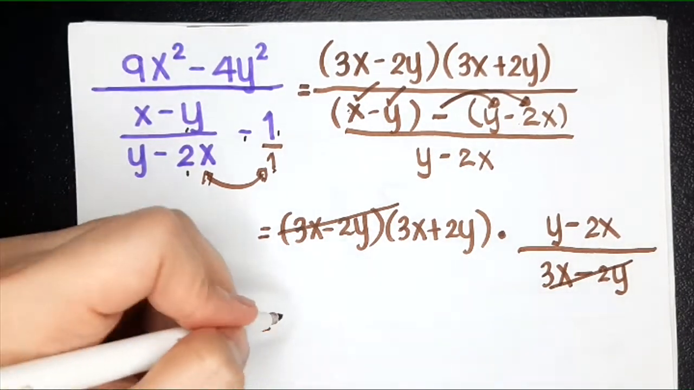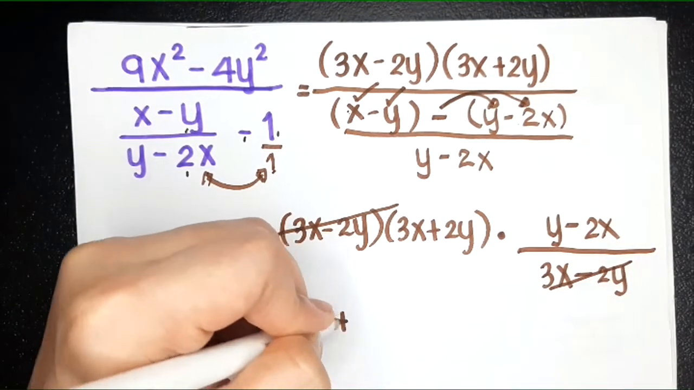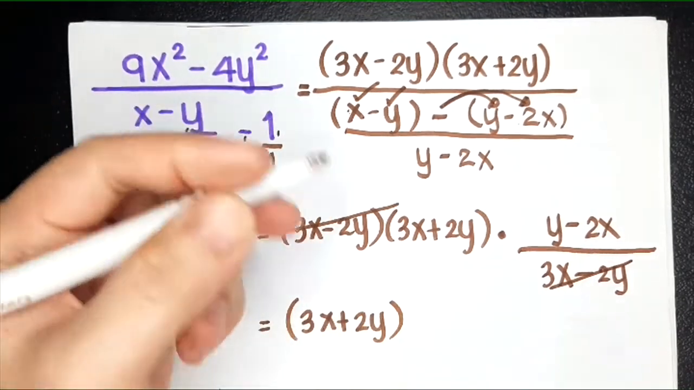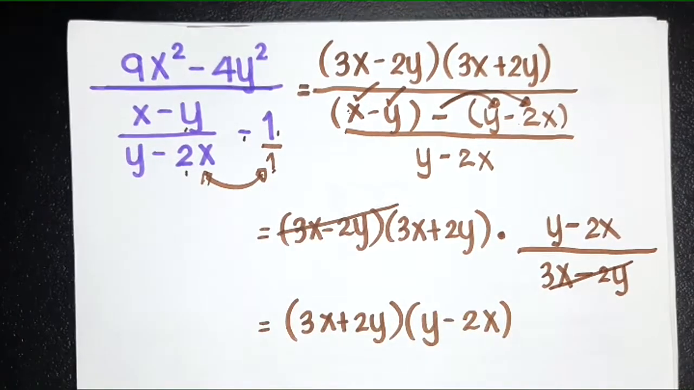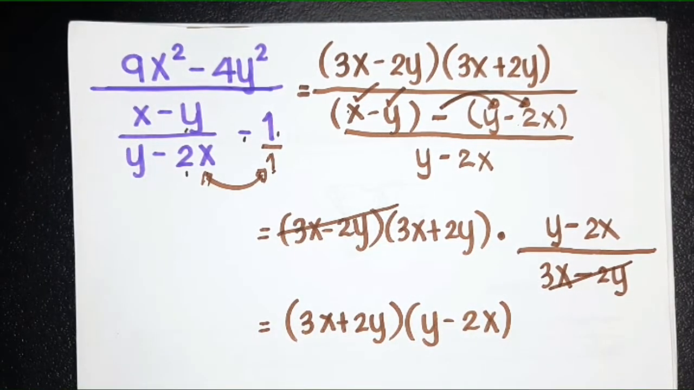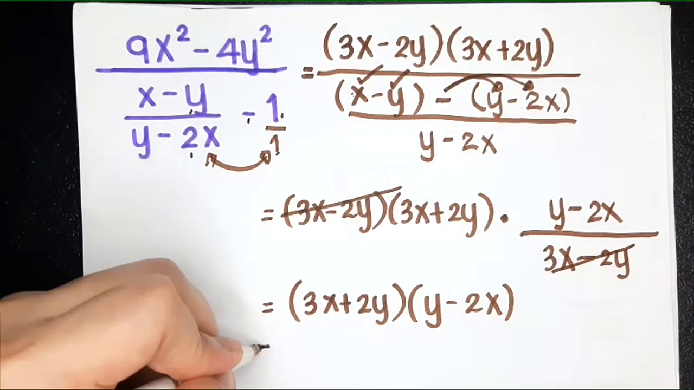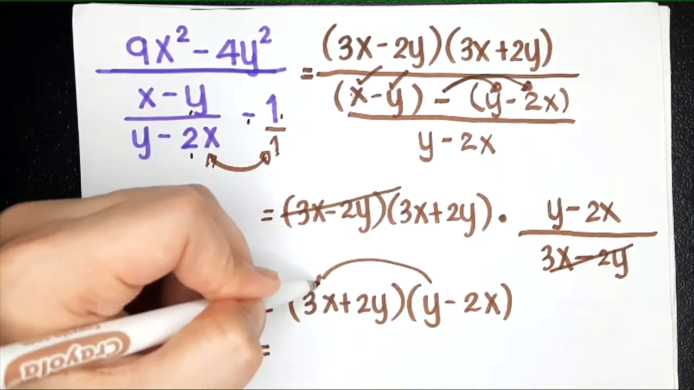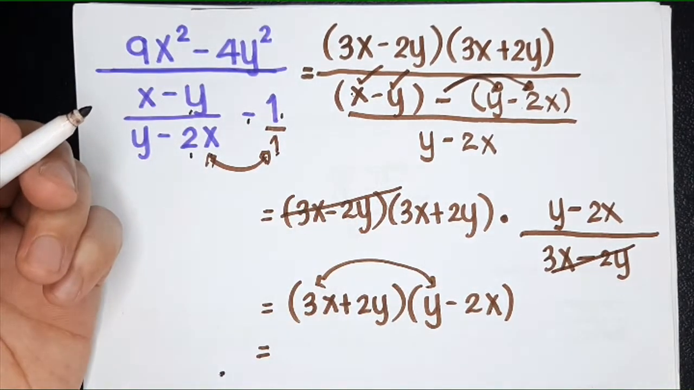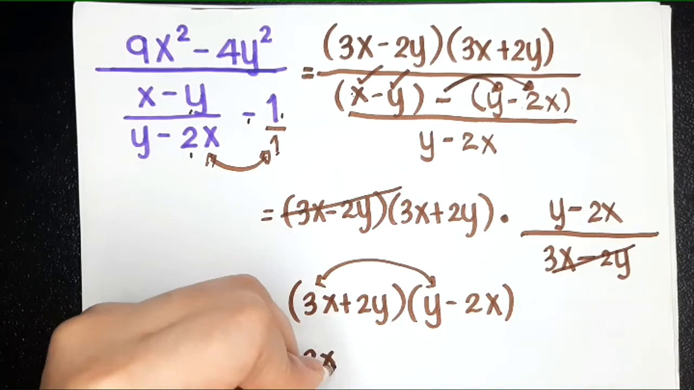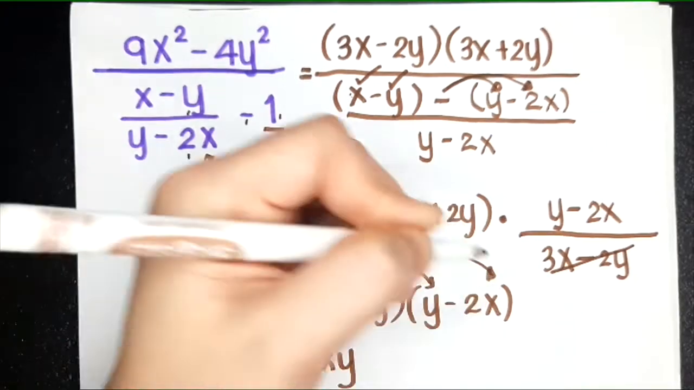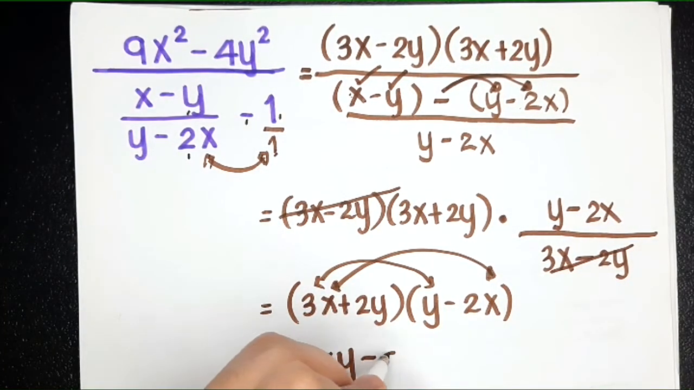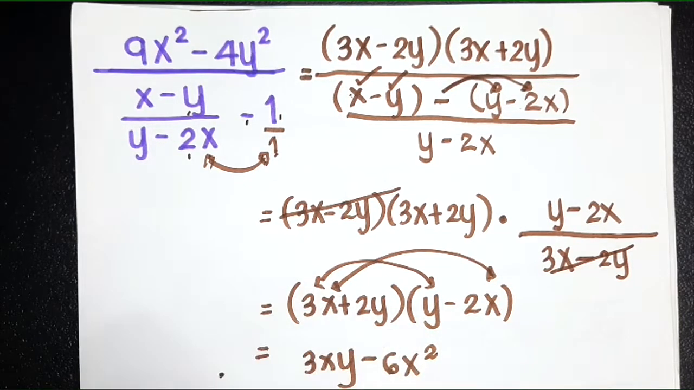So, simplifying further, what do you get? You'll have 3x plus 2y, okay, times y minus 2x. Okay? You may want to perform the FOIL method. First term, here. What do you get? Okay, you'll get 3xy. Outer terms, you will get negative 6x squared.